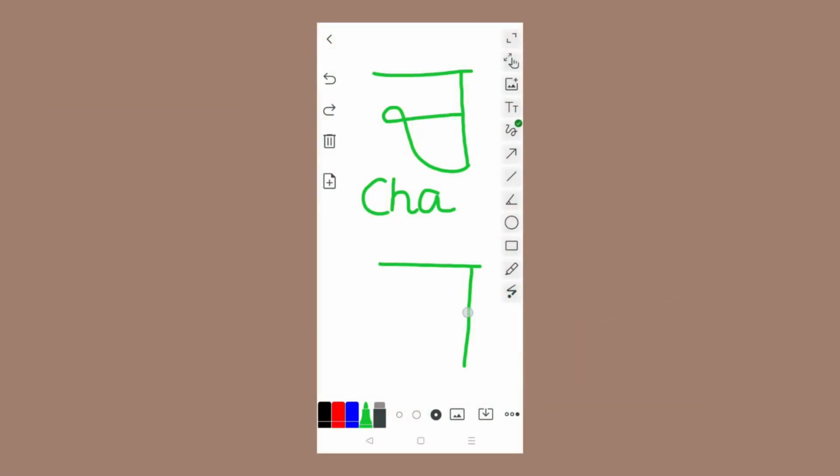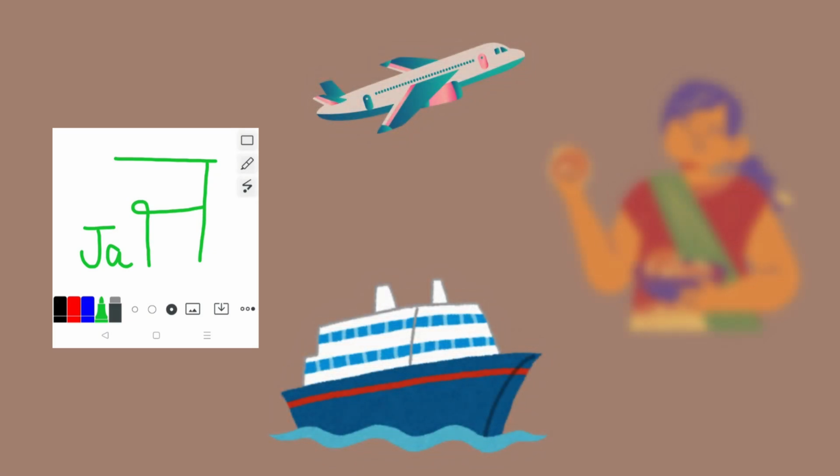In the second letter, you pull out the horizontal line, make a circle, but instead of touching the bottom of the vertical line, you simply pull it down. In this case, it becomes the letter Jajja Ja, Jahaj, Jalebi.